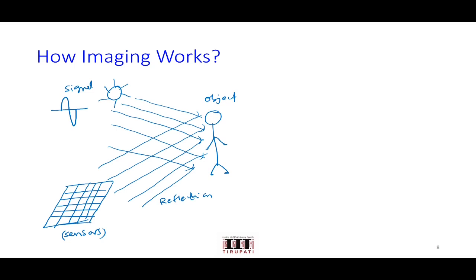And should it always be reflection? Not necessarily. This could also be the light that got transmitted. So here, reflection, it could have been transmission as well.